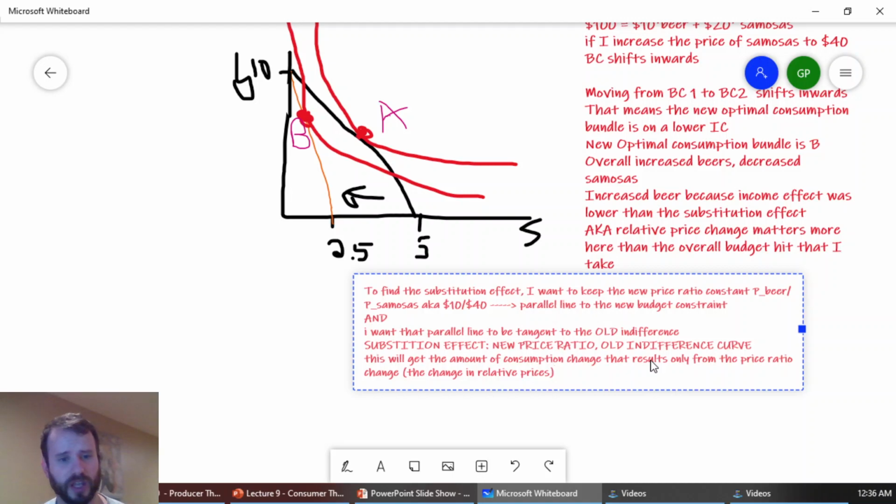And then the income effect changes the overall purchasing power. So if I just want the relative prices without worrying about the overall purchasing power, I can take the budget constraint and keep the price ratio steady. So take the new budget constraint, keep the price ratio steady, and draw a parallel budget constraint.